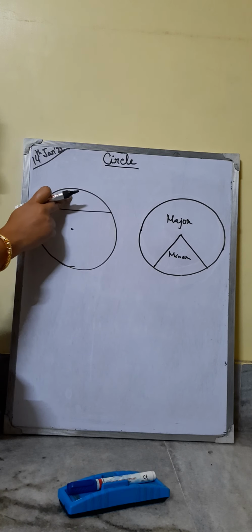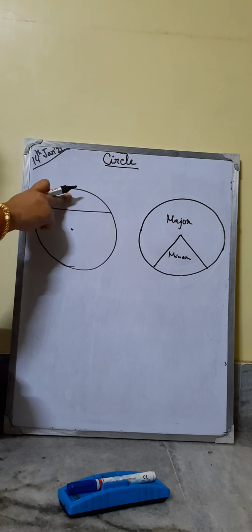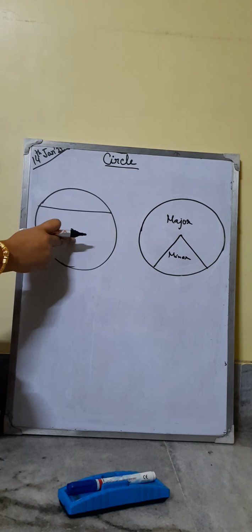Now, segment of a circle. You know that a chord of a circle divides the circle region into two parts. Suppose I draw another circle to show you. You know that the biggest chord of a circle is the diameter. If I draw another chord which divides the circle into two parts, this part is the minor segment of the circle, and this is the major segment of the circle.